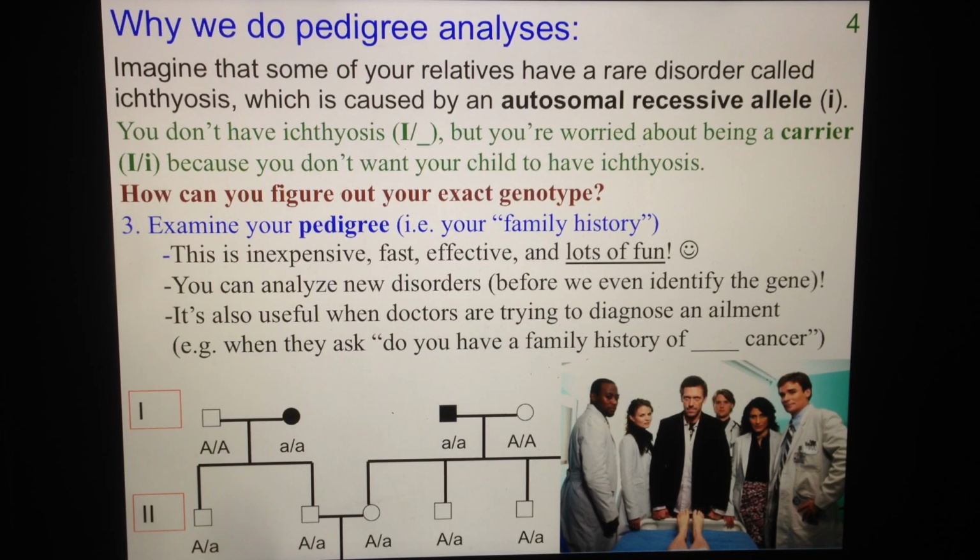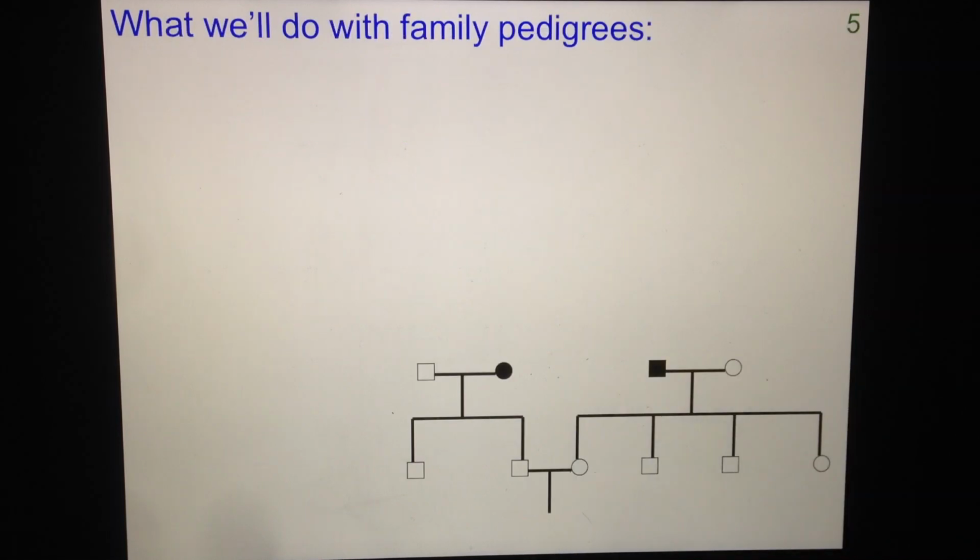All right, so obviously if you're in the hospital with some ailment, you can't wait 9 months to do a bunch of test crosses to see what you might have. Okay, so now that we know why we're doing this, let's look at how we can use these family pedigrees for our course.